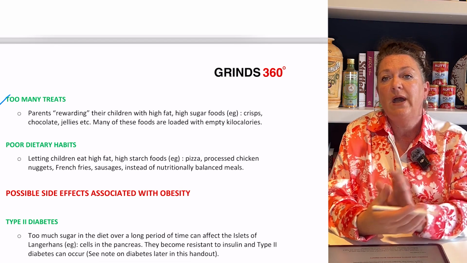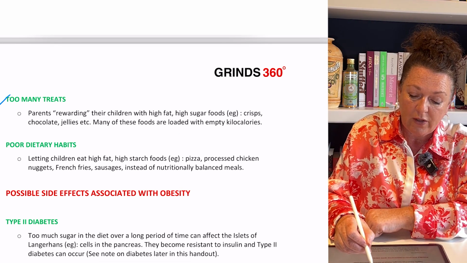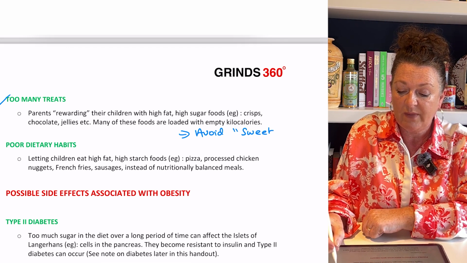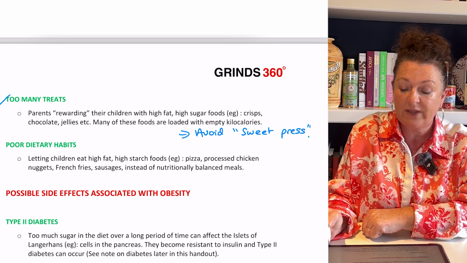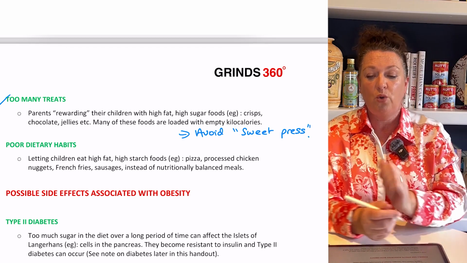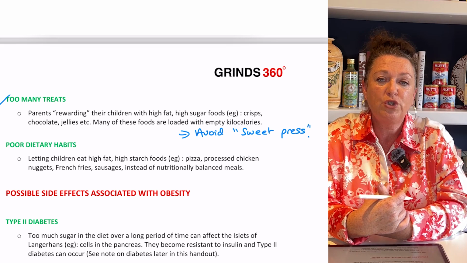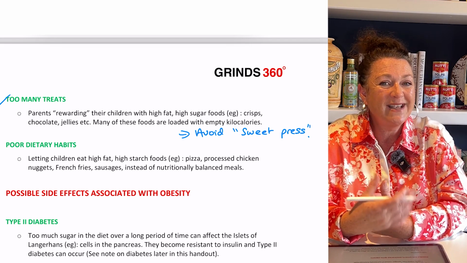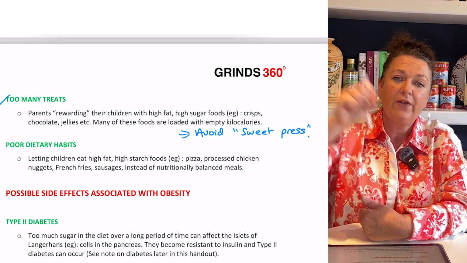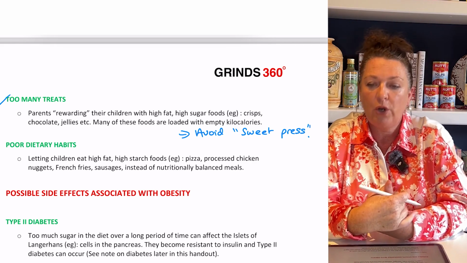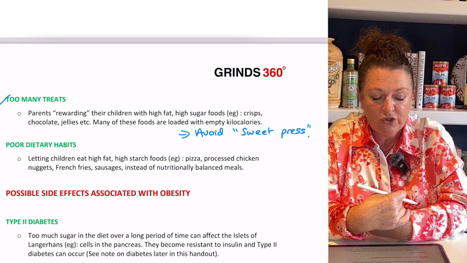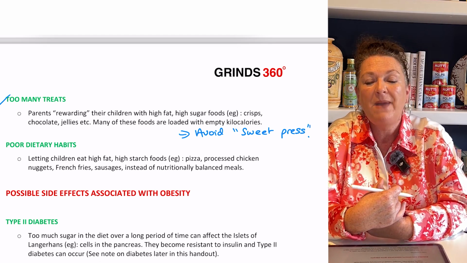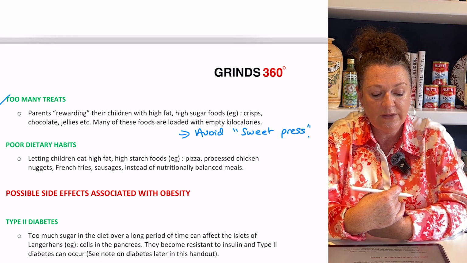Too many treats. Avoid having what's called, some people call it a sweet press, a goodie press. The treat press should not be in any home, because it's a go-to. And certainly when children are small and they're conscious that it's there, they may ask. But as kids get older, particularly teenagers, they just kind of mindlessly go to the sweet press. So rewarding children with high fat, high sugar food, crisps, chocolate, jellies, etc. Many loaded with empty kilocalories.